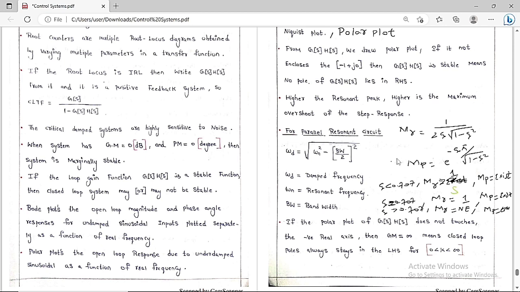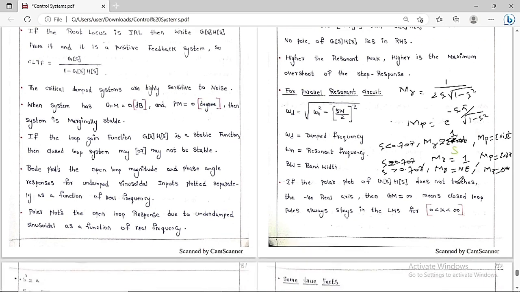So therefore we can say, whenever the zeta value is less than 0.707, the resonant peak value is greater than 1, whereas the peak value also exists. Whenever zeta is equal to 0.707, the resonant peak value is equal to 1, whereas the peak value exists. Whenever it is greater than 0.707, the resonant peak won't even exist, whereas the peak is going to exist. So we can say for some range of zeta, MR is not going to exist, but MP is going to exist.